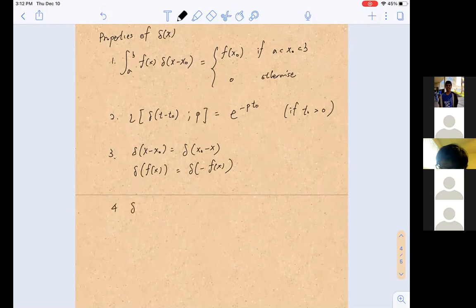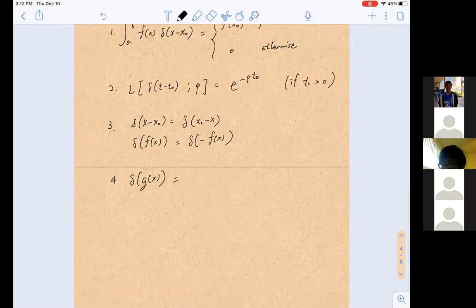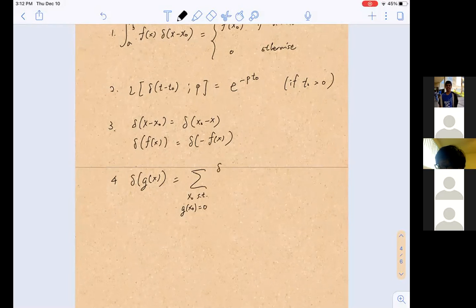What else? So delta of g of x. So now it's delta of some function of x. So you first find all the zeros of g of x. So you sum over x0 such that g of x0 is 0. So you find the zeros of the function g. And this is delta x minus x0 over the absolute value of the derivative of g evaluated at x0.